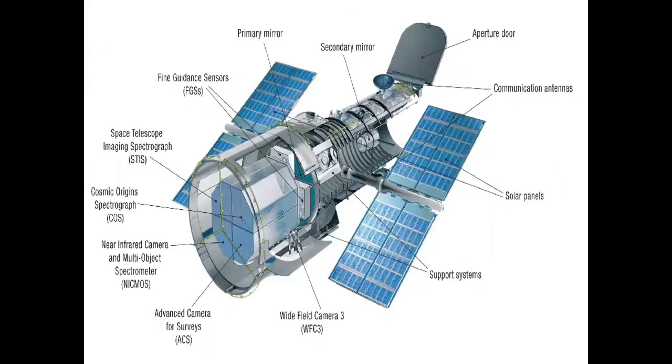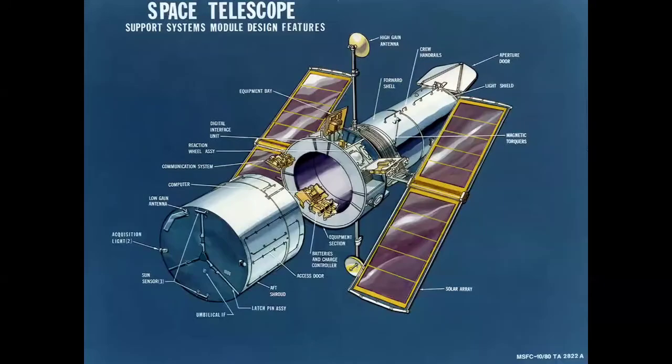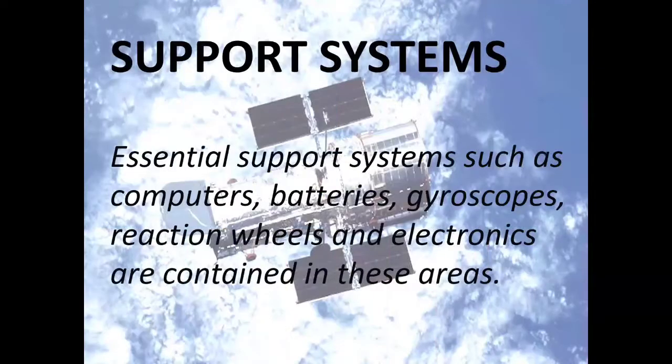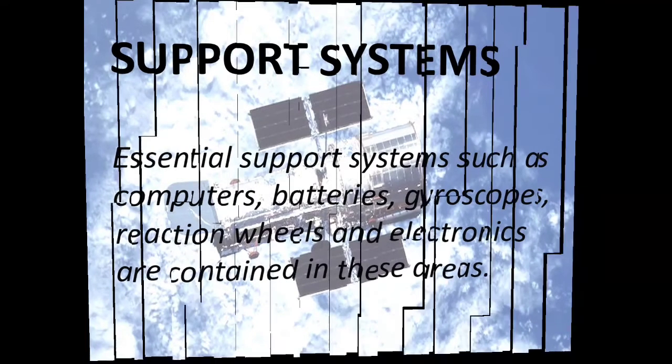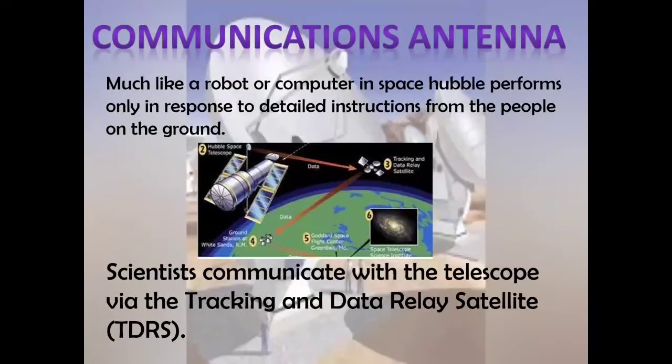And here is the Hubble telescope picture, and it consists of many components like communication antenna, solar panels, and so on. Coming to the support systems, it requires batteries and gyroscopes. To be in space, it requires gyroscopes, and to generate pictures, it needs a power source like solar panels, and communication antennas.